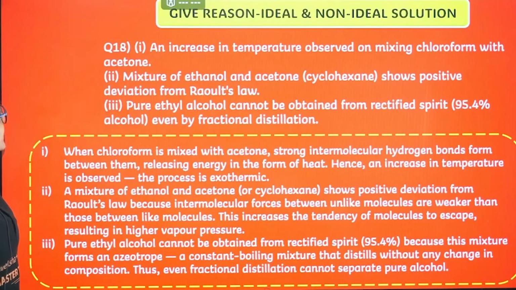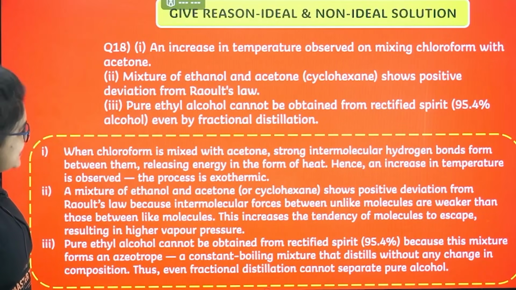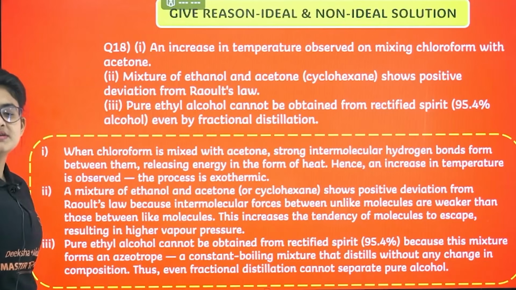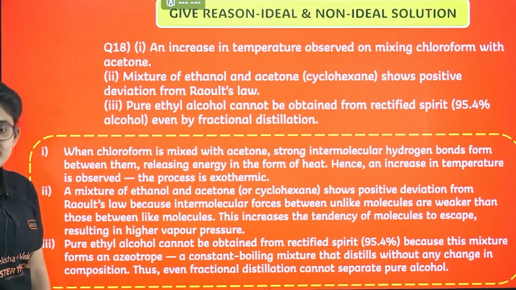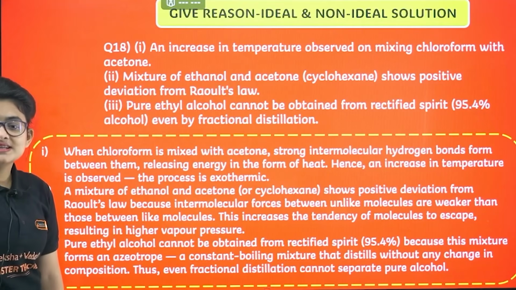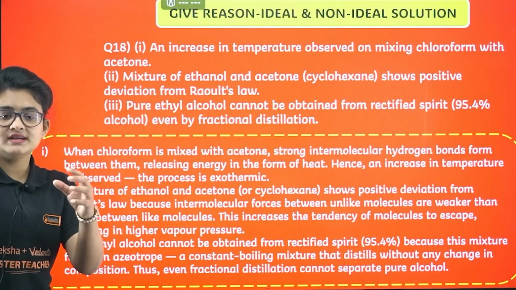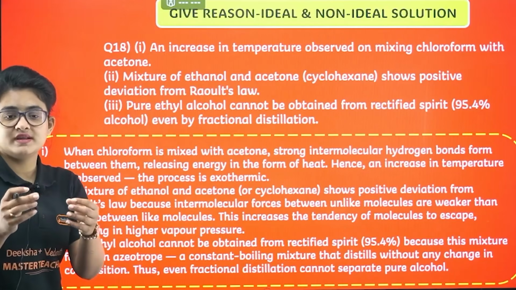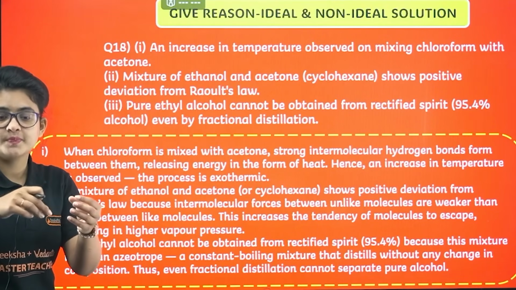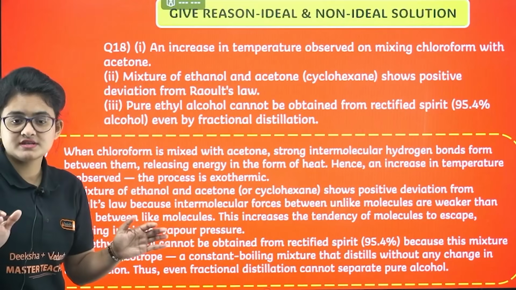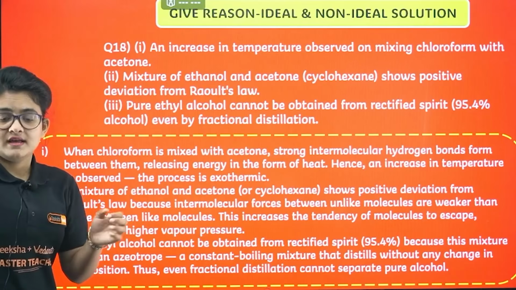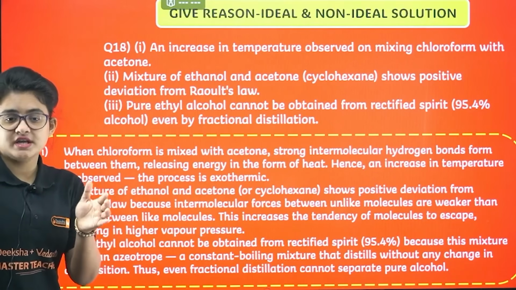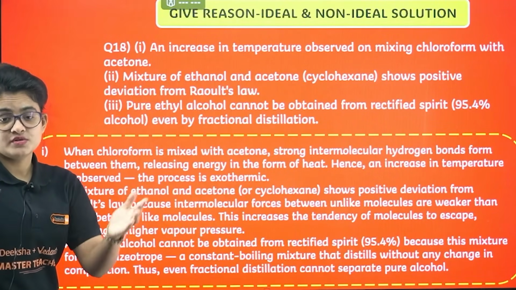Next, a mixture of ethanol and acetone shows positive deviation from Raoult's law. Ethanol individually has intermolecular hydrogen bonding, and acetone has dipole-dipole interaction. Now you are mixing ethanol and acetone. In between two ethanol molecules where hydrogen bonding was taking place, now acetone is coming in between, so the hydrogen bonding is completely disturbed. So the A-B interaction, meaning ethanol and acetone interaction, is weak, and that is the positive deviation.